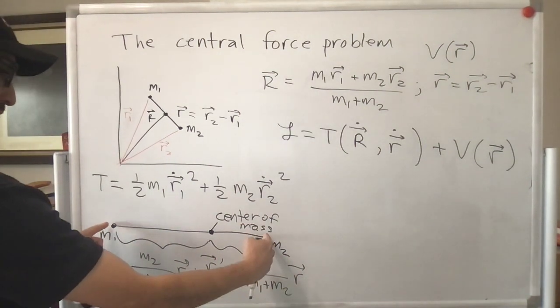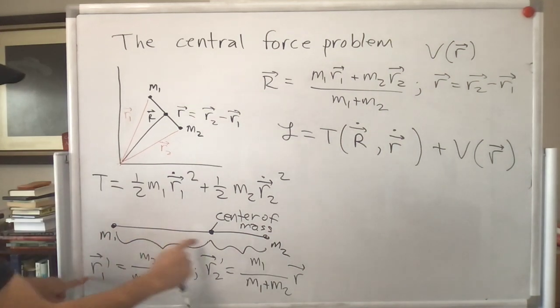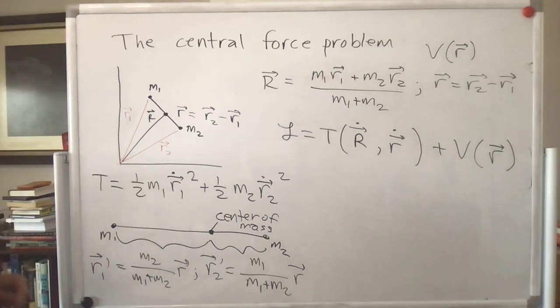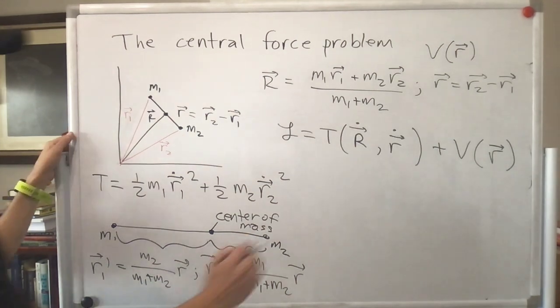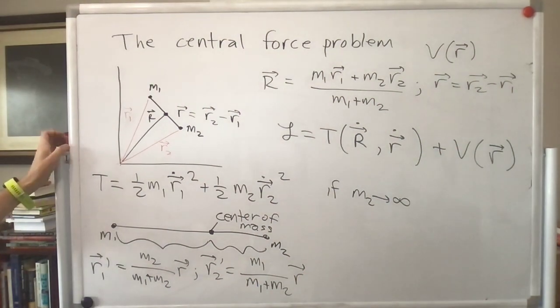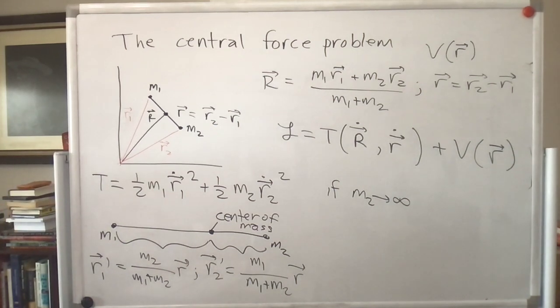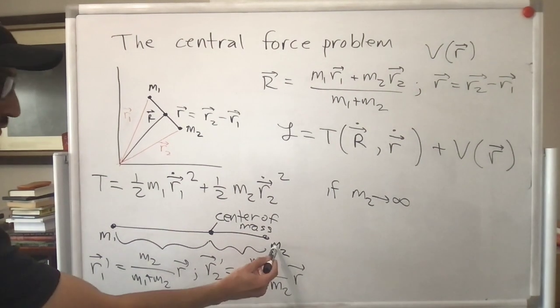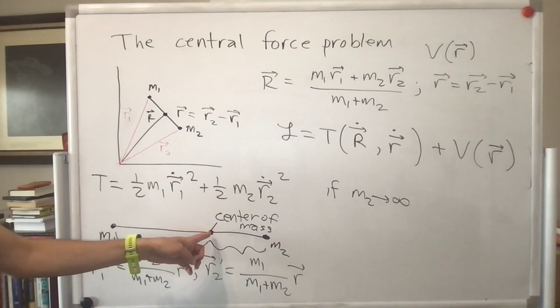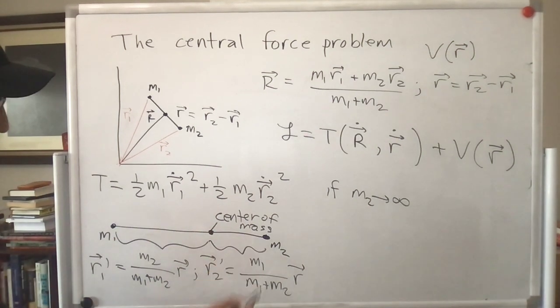So r is this whole thing from here to here, and we're defining r1 prime to be this vector from m1 to the center of mass, and r2 prime is the vector from the center of mass to m2. So if you look at the limiting behavior, if m2 goes to infinity, then you will expect the center of mass to be where? If m2 goes to infinity, so it's extremely massive, what's going to happen to the center of mass? It's going to be on m2.